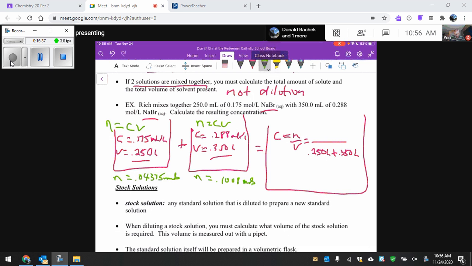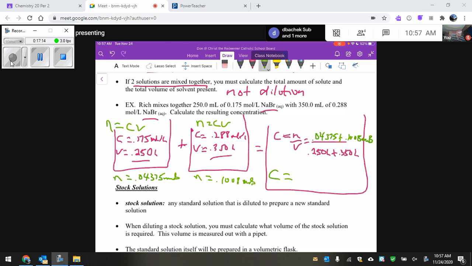I'm going to take those two and add them together over here: 0.04375 and 0.1008 moles. So I'm taking the total amount divided by the total volume, and that's my new concentration. And again, this is not dilution, because I'm not just adding water. I'm adding two different amounts of solids together in a total volume. But that's how I calculate the new concentration.